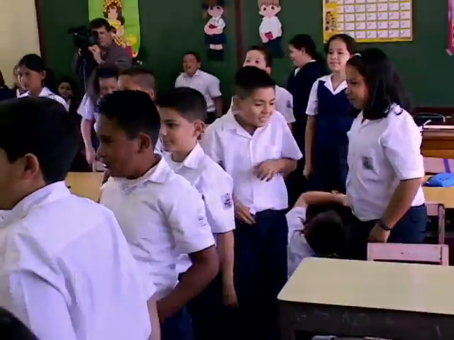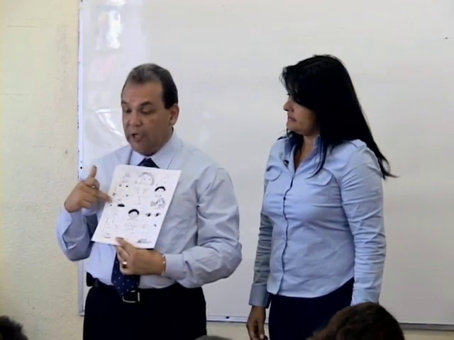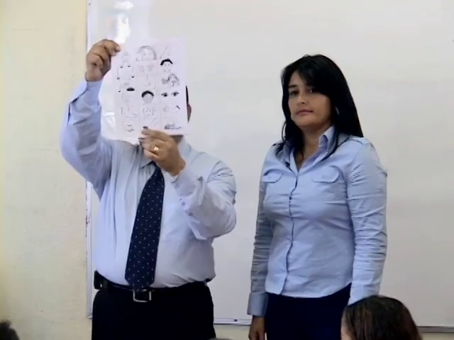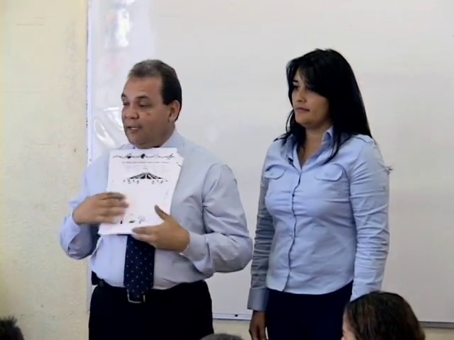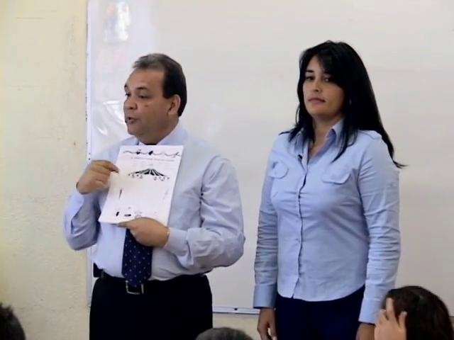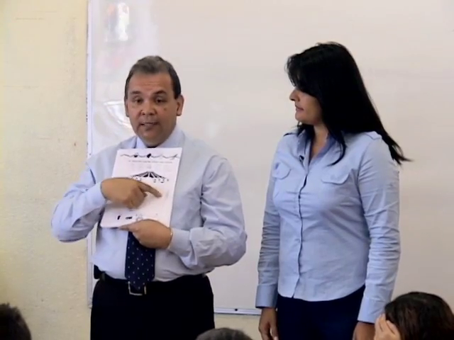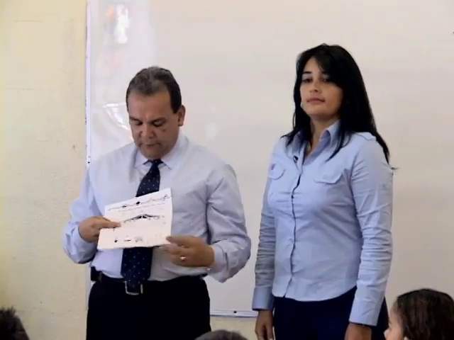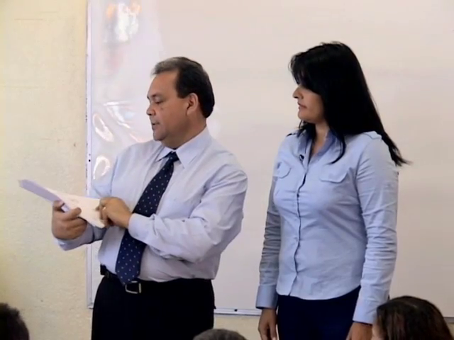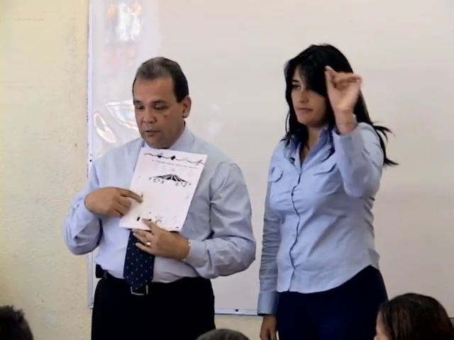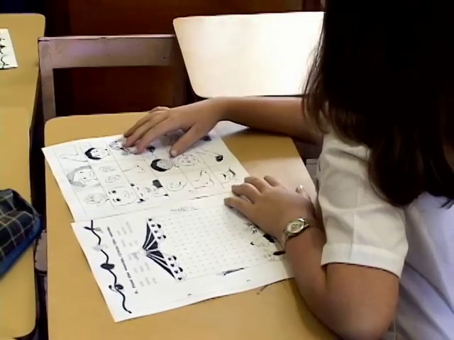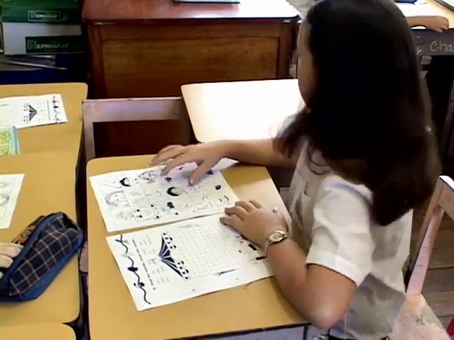Okay, excellent. So now. Okay, so here we have some body parts, as you can see. And here you have to find the different words of the body parts. You have to make a circle with a pencil or with a pen, whatever you want. You have to circle the words. Okay? When you find the words, you have to color the pictures. Okay?